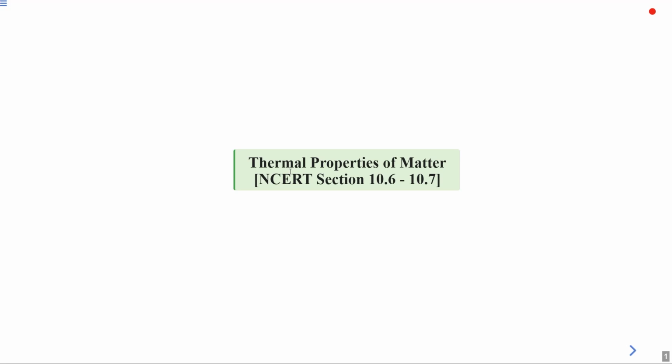Hello students, in today's lecture we are going to learn about thermal properties of matter, NCERT section 10.6 to 10.7.